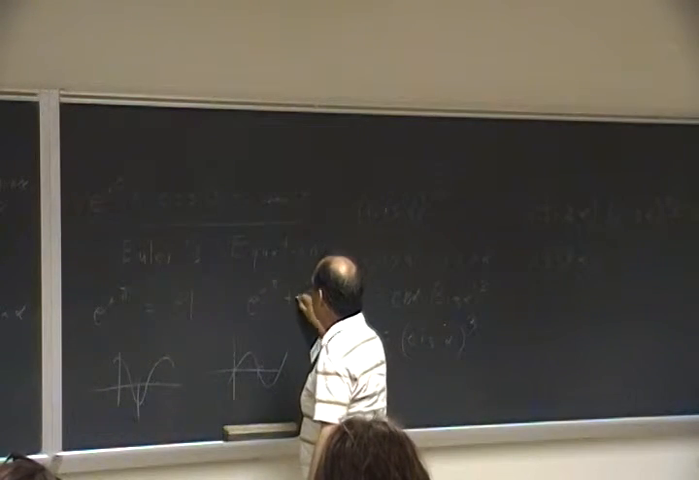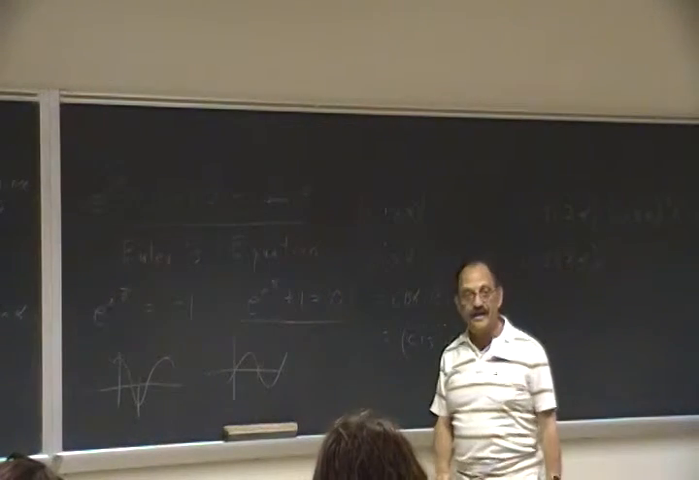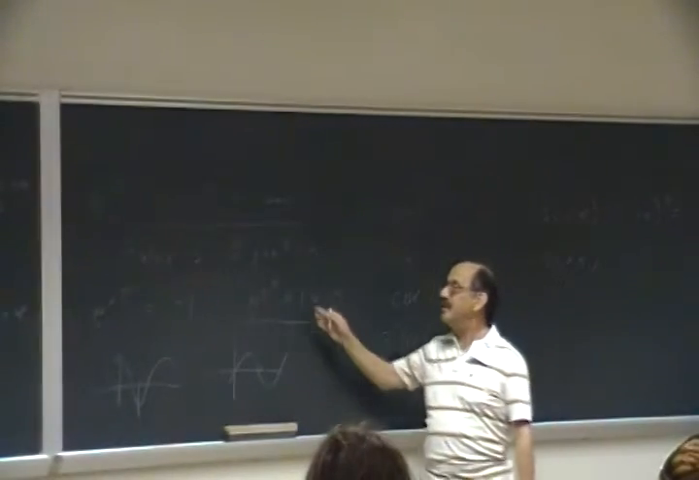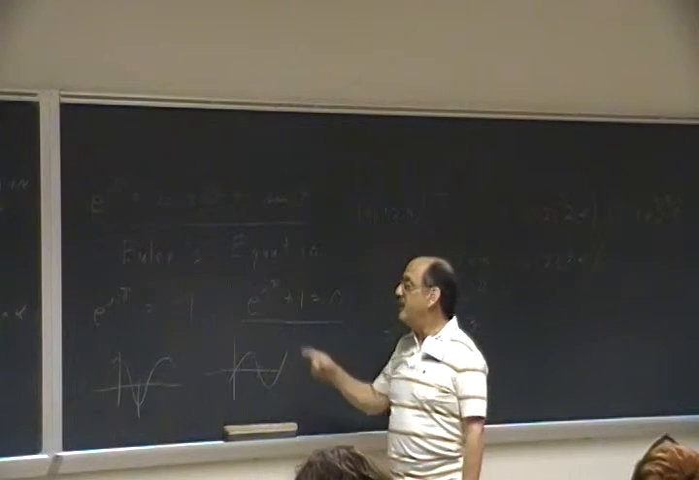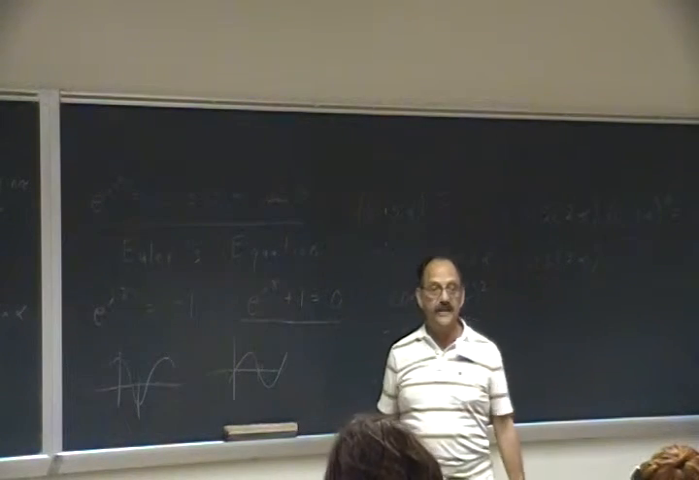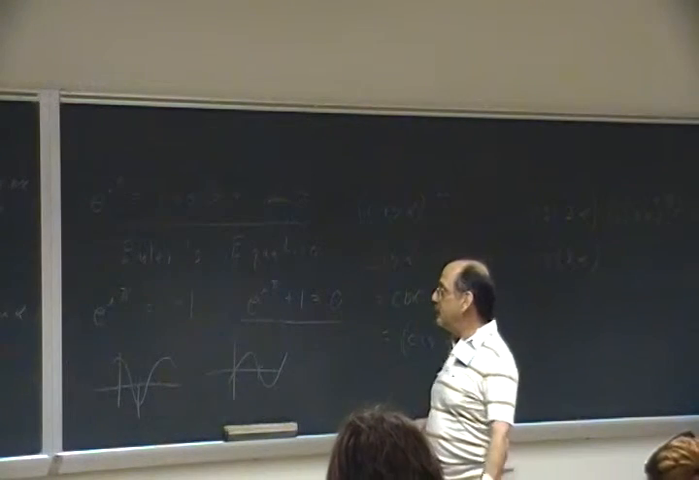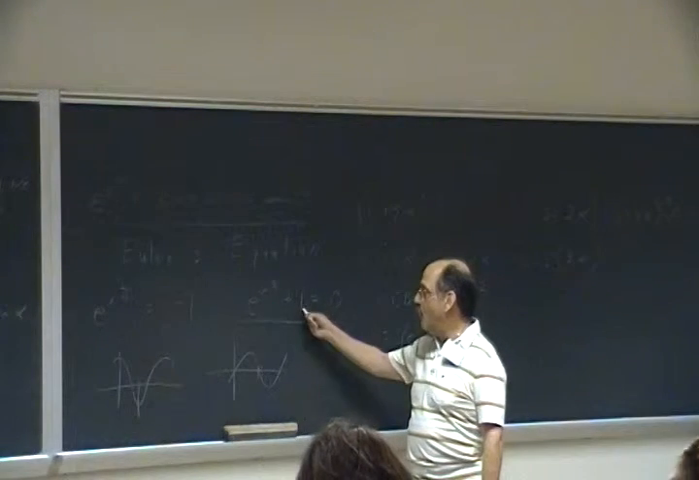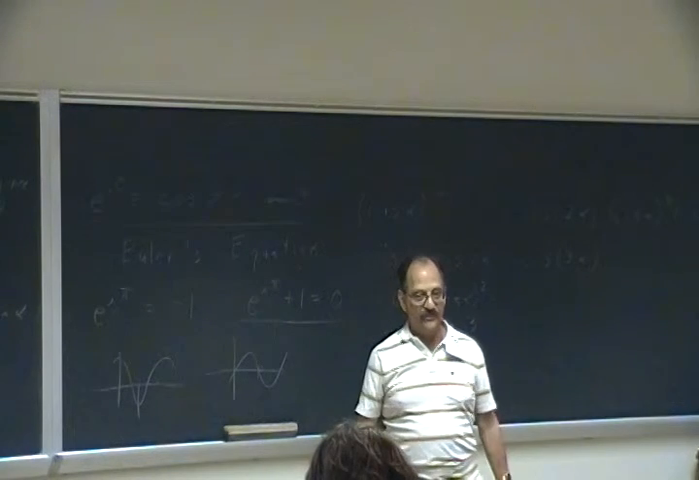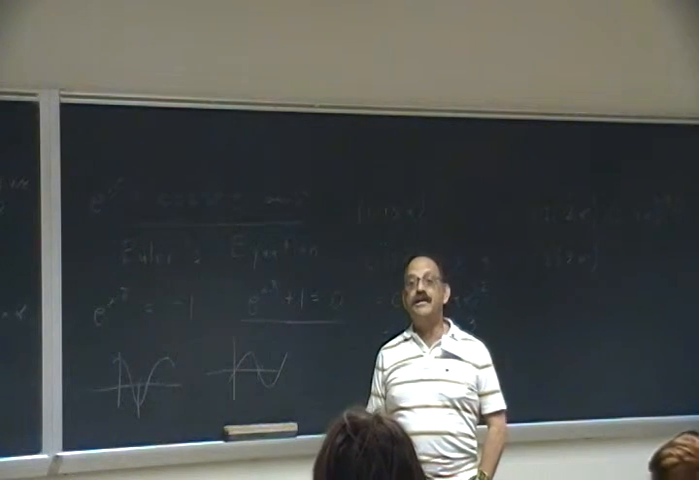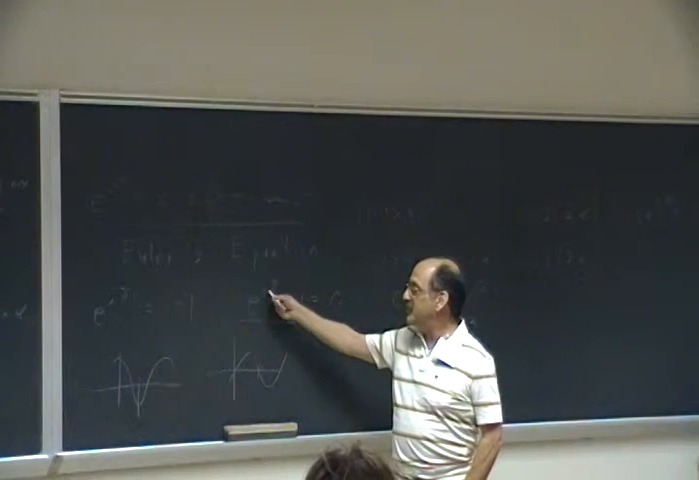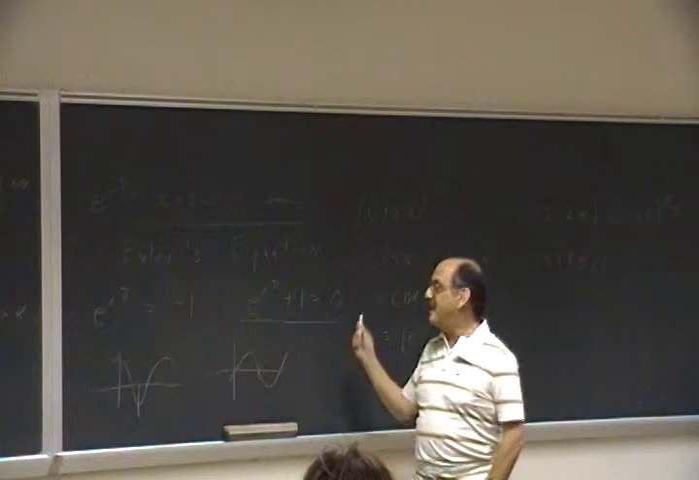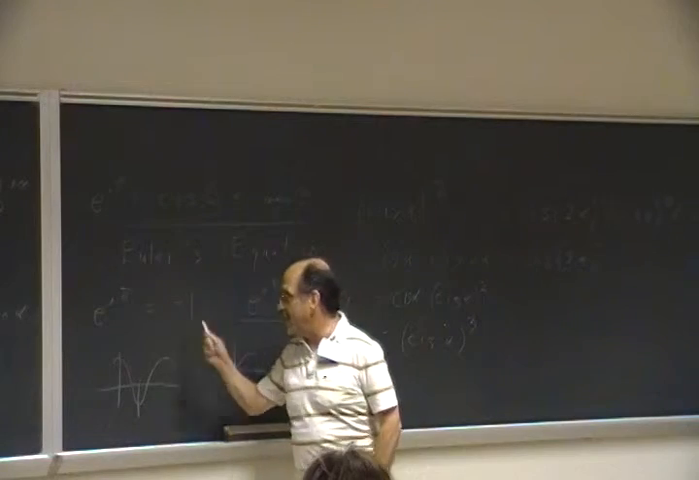e to the i pi plus 1 equals 0. How many of you have seen that equation? Anybody? No. That's also called Euler's equation, but it's really a special case of this one. This is a fantastic equation, and you'll see it on people's t-shirts. It includes every one of the important constants of mathematics: 0, 1, i, pi, and e. They're all in there. It includes addition, multiplication, exponentiation, and equality, all in the same equation. And it's a true statement: e to the i pi is minus 1.